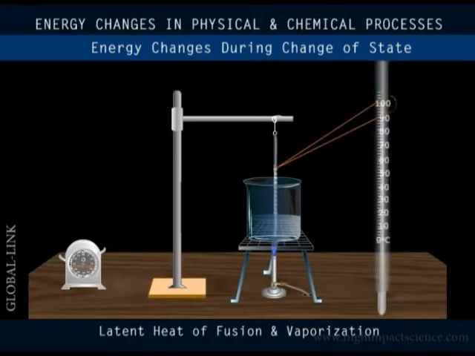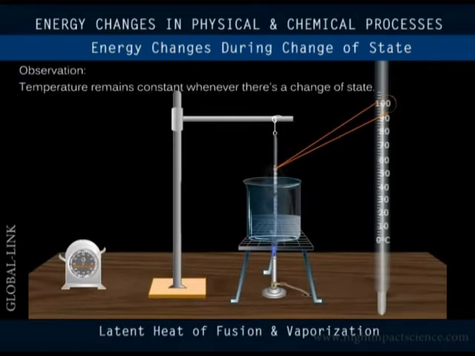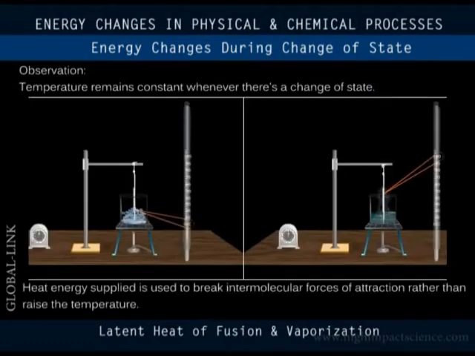Record the temperature until the water starts boiling. Continue heating. The boiling water is converted to steam. We observe that the thermometer reading remains constant at 100 degrees Celsius, which is the boiling point of water. So we see that the temperature remains constant whenever there is a change of state. The heat energy supplied at this point is used to break the forces of attraction between the water molecules, and therefore there is no change in temperature.